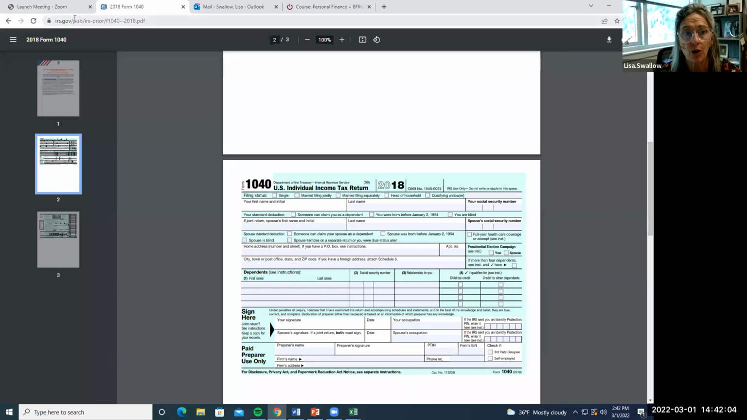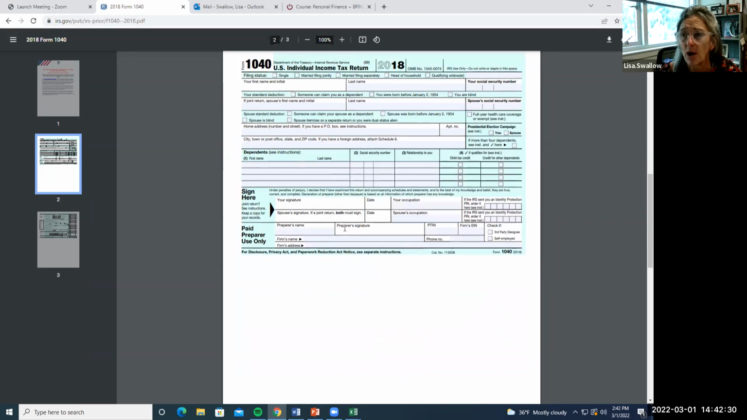Michael, it's where you'll go if you want to get information on higher education credits. You can just go in and type in American Opportunity Credit, and you'll get a whole set of conversation about how that works. So I went to irs.gov. I typed in 1040, and then I made sure to get a prior year because we're just using 2018.